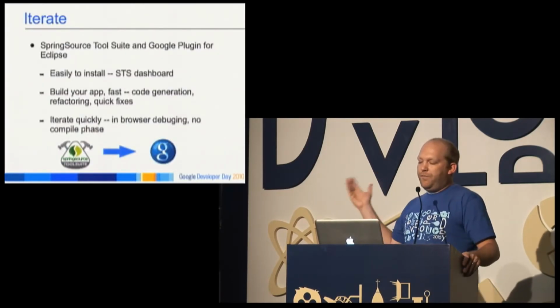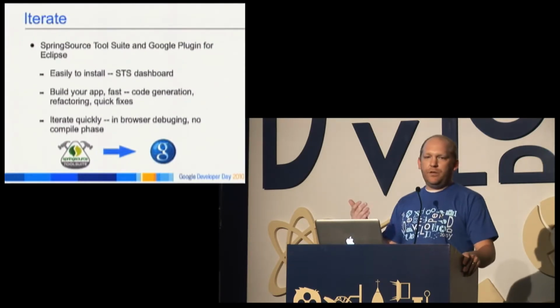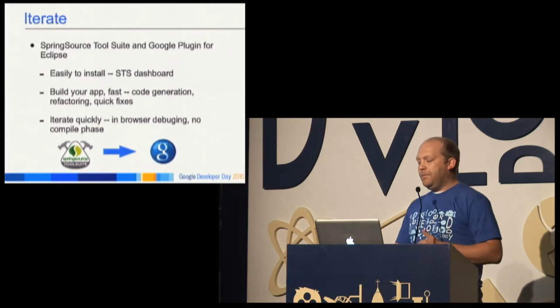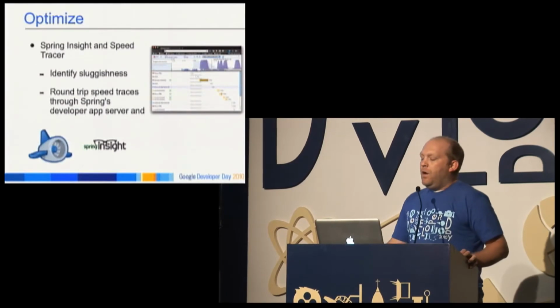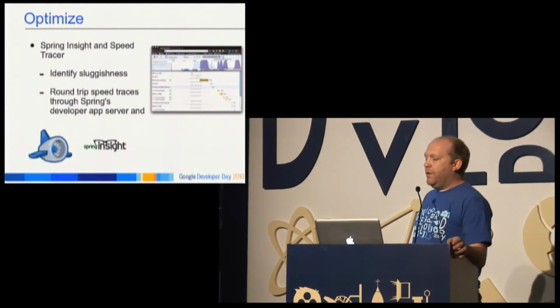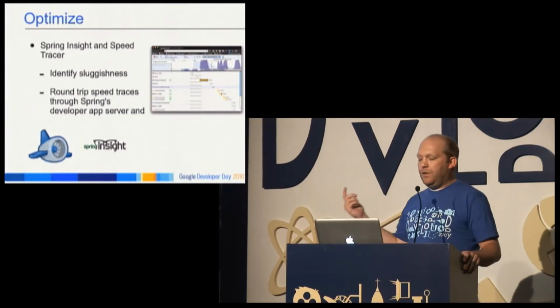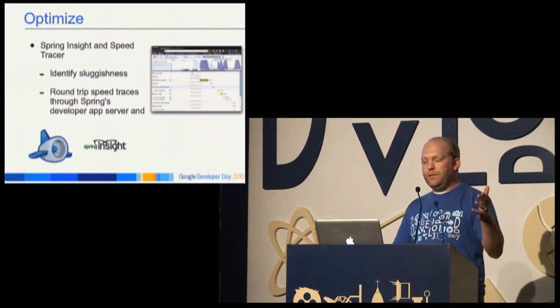Once you have it, you can build your app fast, with code generation, refactoring, quick fixes, and you can iterate quickly. As I showed off this morning in the keynote, as well as in the first session, in-browser debugging, no compiler phase, no deployment phase. One of the topics that I haven't touched on was how you optimize your application. And that's using Speed Tracer along with backends such as App Engine and Spring Insight.